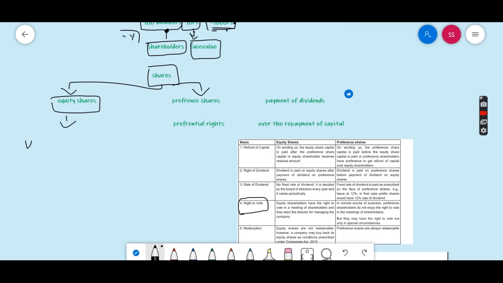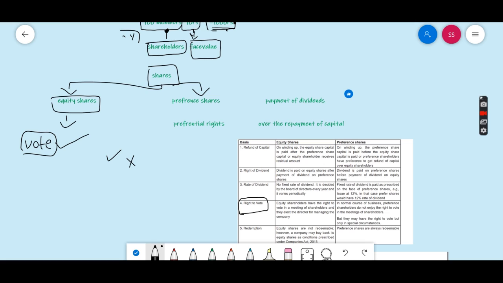Right? They can vote. Let's just say you want to start a new business or expand your business. If you want to take any business decision, first equity shareholders have a right to vote. If all the equity shareholders agree, then you can expand your business or take any business decision. If they don't agree, then you cannot proceed, because they are the owners of the company. They have the right to vote. They will decide how you should conduct the business, right?